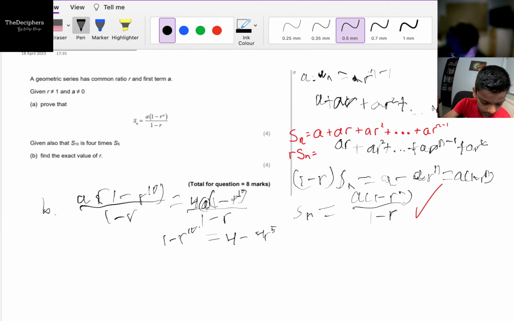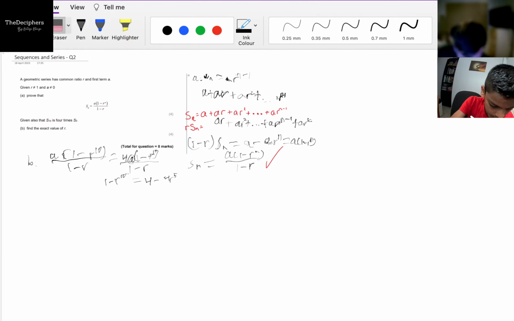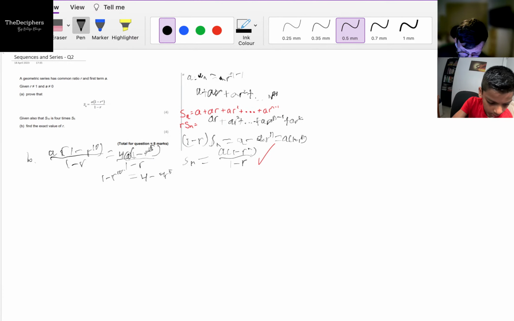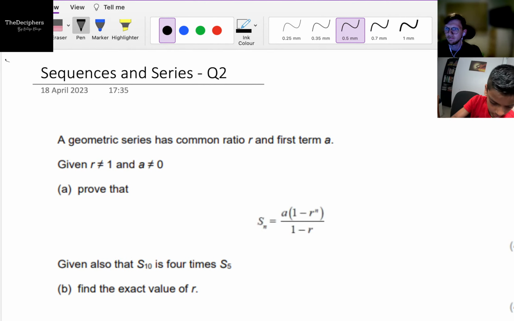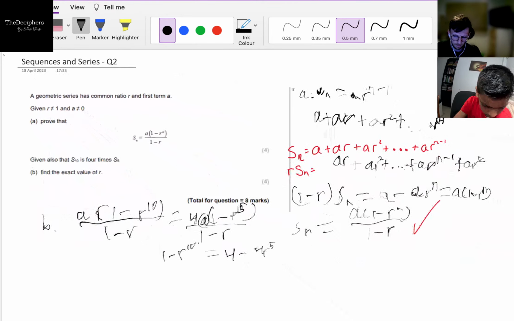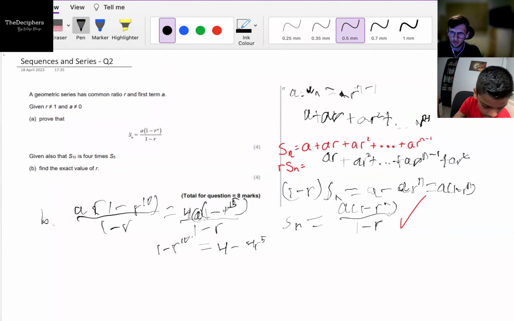Good. Just on that top line there, Cordelia, if I'm reading it right, I'm struggling to read it a little bit, you've got a times 1 minus r to the 10 over 1 minus r, yeah? And then 4 times a 1 minus r to the 5 over 1 minus r, yeah, that's correct. One second, I'm struggling to zoom out. There we go.